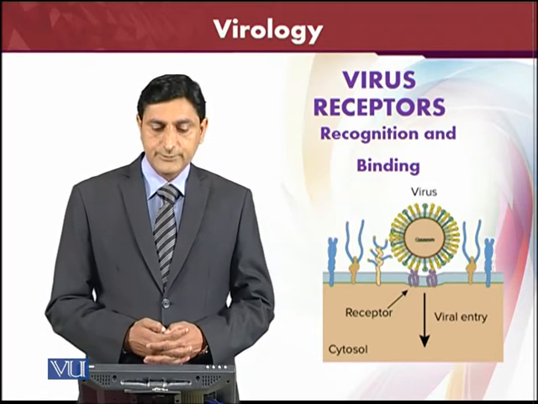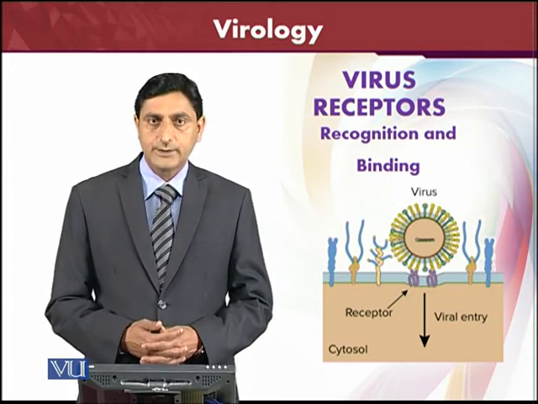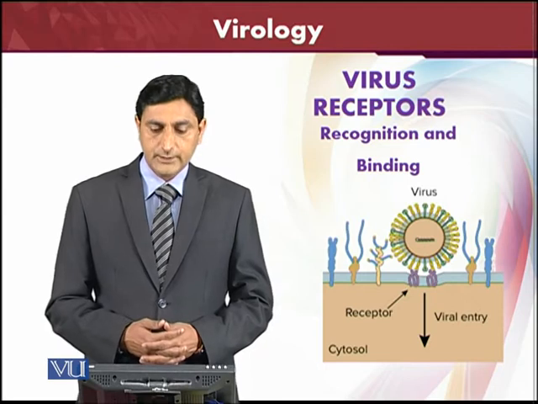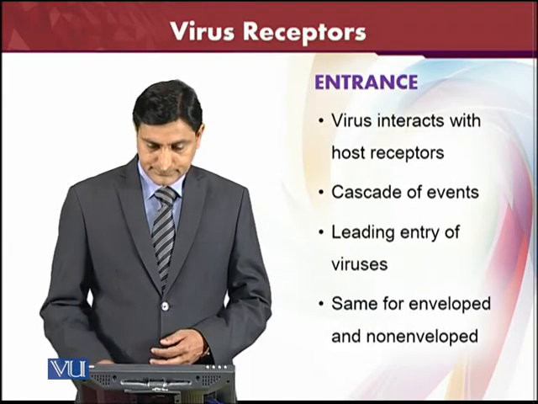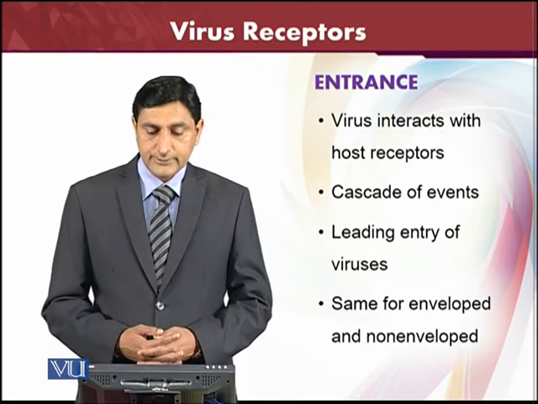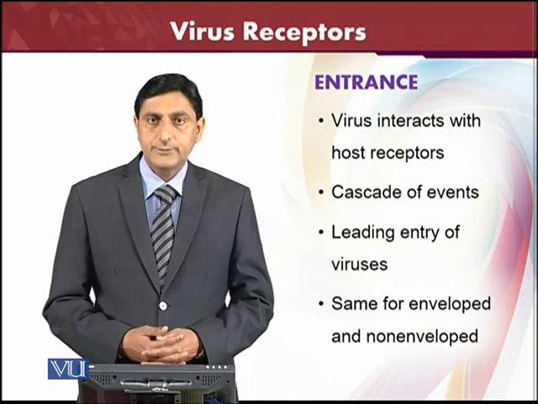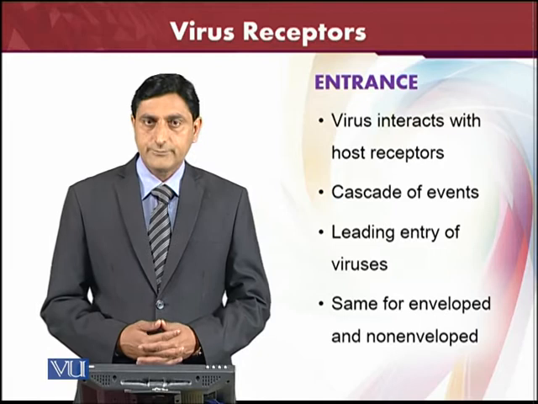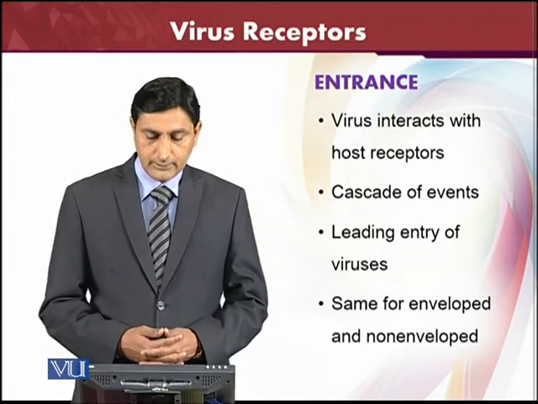It has to first recognize the receptors and then bind them to enter inside the body. So we will see in detail how the virus is bound with the receptors. First of all, for the entrance into the body, the virus interacts with the host receptors. Then a cascade of different kinds of events happens, leading to the entry of the viruses inside the body of the host.